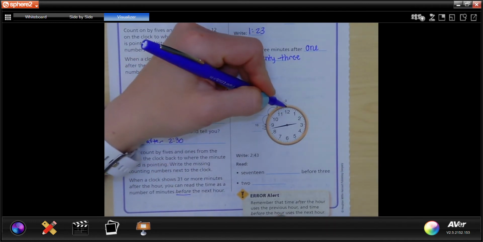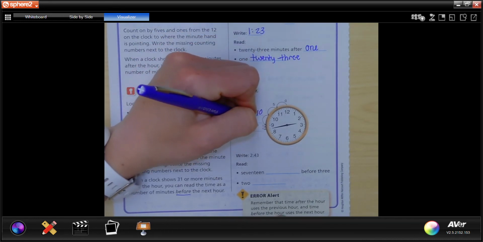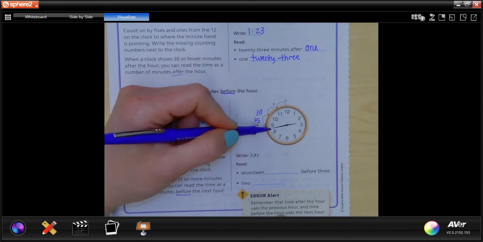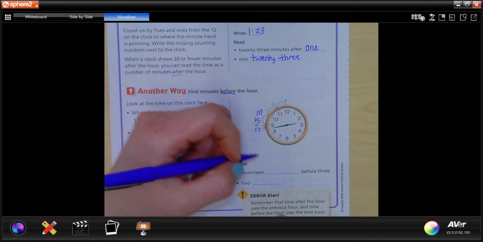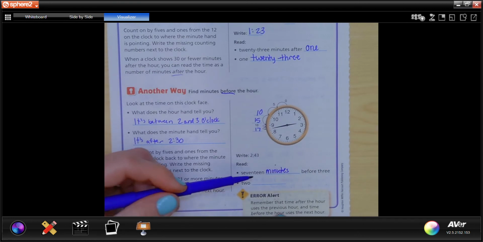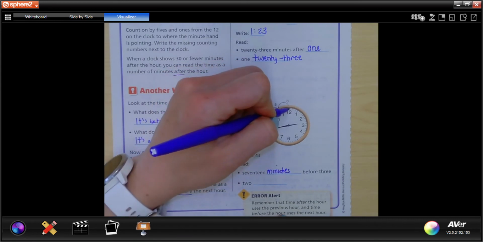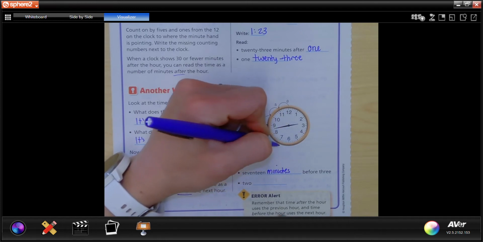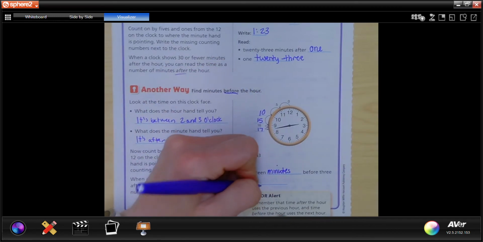So we'll count back. So 5, 10, 15, 16, 17. So it's 17 minutes before 3 o'clock. So 17 minutes before 3. But it is also 2. So 2, then we'll count by fives. 5, 10, 15, 20, 25, 30, 35, 40, 41, 42, 43. 2:43.